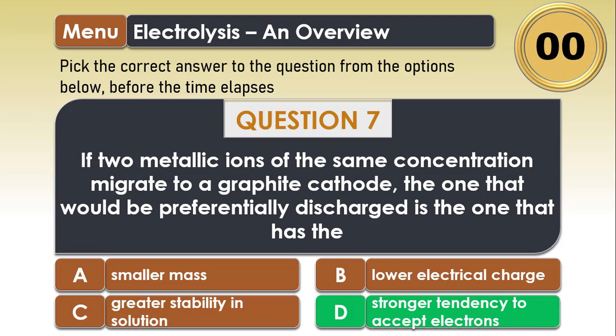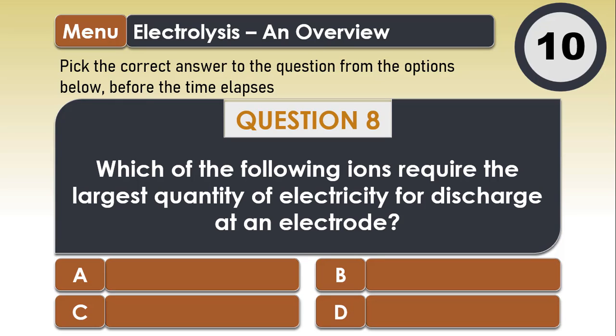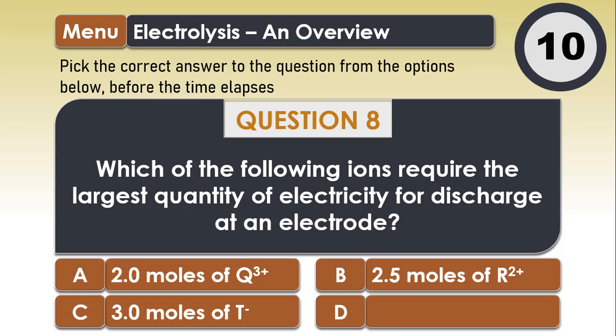And the correct answer is D. Stronger tendency to accept electrons. Question 8. Which of the following ions require the largest quantity of electricity for discharge at an electrode? A. 2 moles of Q3+, B. 2.5 moles of R2+, C. 3 moles of T-, and D. 4.0 moles of Y-.